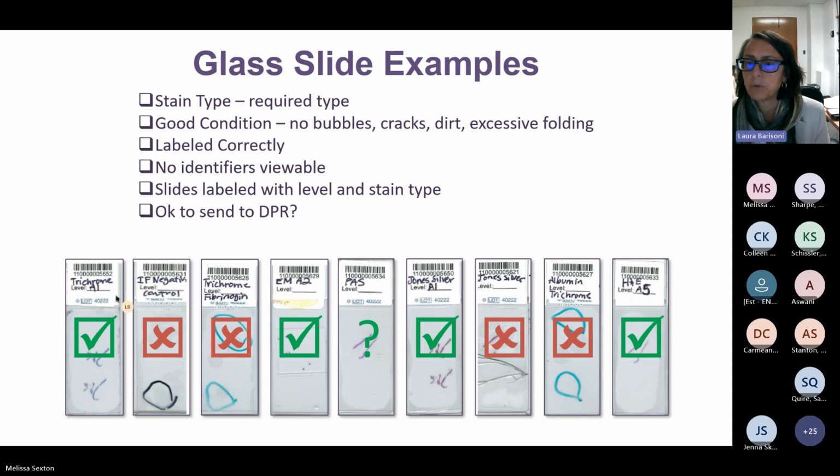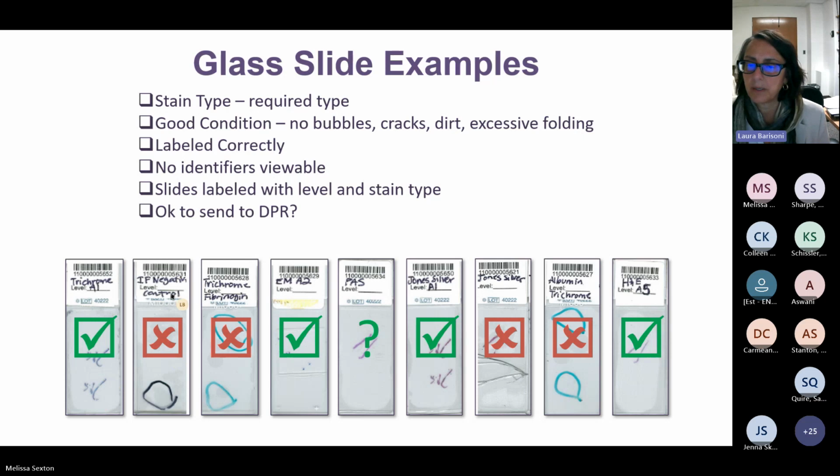That should be labeled with level and stain type. For example, let's look at this one. The first one is good. It has a trichrome, and then A is the block, and 1 is the level. So the tissue looks good, no bubbles.